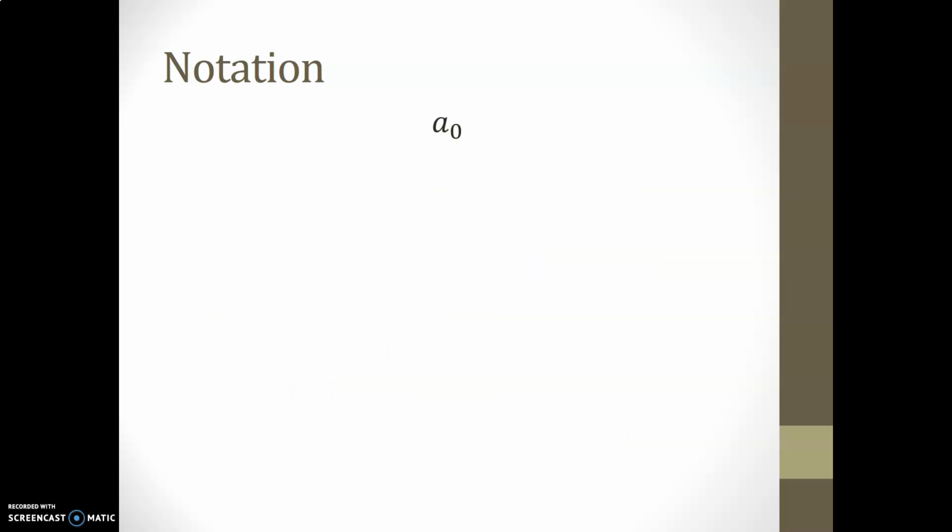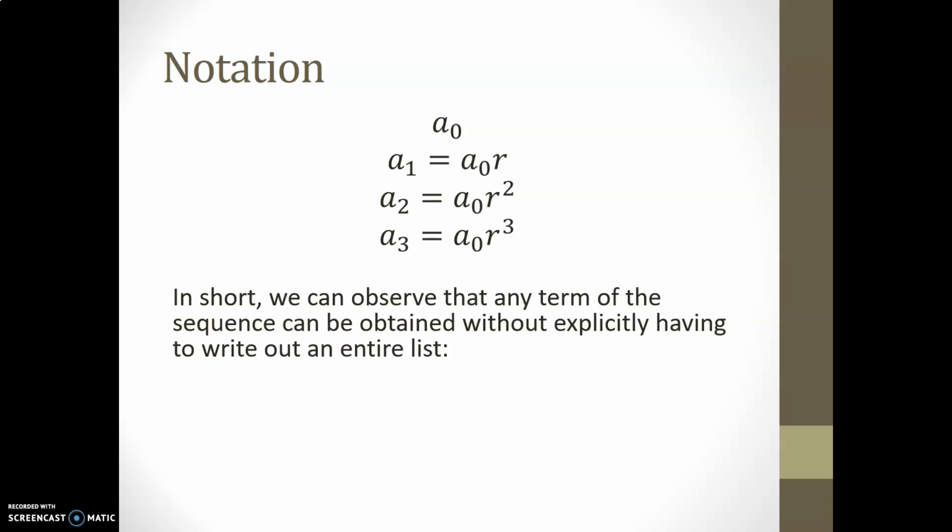So if we examine the pattern developing here, A0 is the first term, A1 is A0 times r, A2 would be A0 times r squared, and you can probably guess that A3 will be the result of A2 multiplied by another ratio r, so A0 r cubed. In short, any term of a geometric sequence can be obtained without explicitly having to write out the entire list. In fact, the term in the kth position will be equal to A0 r to the power k.